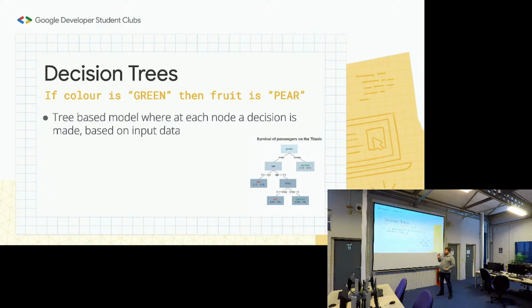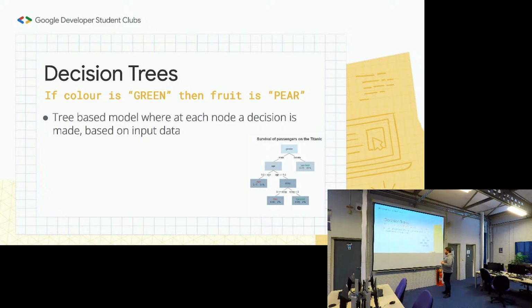So this is a tree structure, and that's where you have nodes, and those nodes have branches that go to different nodes. The decision tree is essentially one of those, where at each node a decision is made based on input data. So this is the survival of passengers on the Titanic. You can see that first it checks the gender. If they're female, it'll predict they survived due to the fact that most women on the Titanic survived, and if they're male, it'll go down a subtree and decide what the chance of them surviving or dying is.